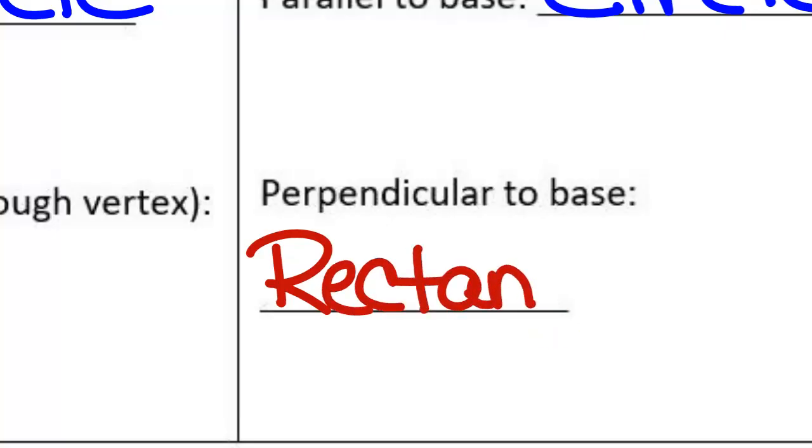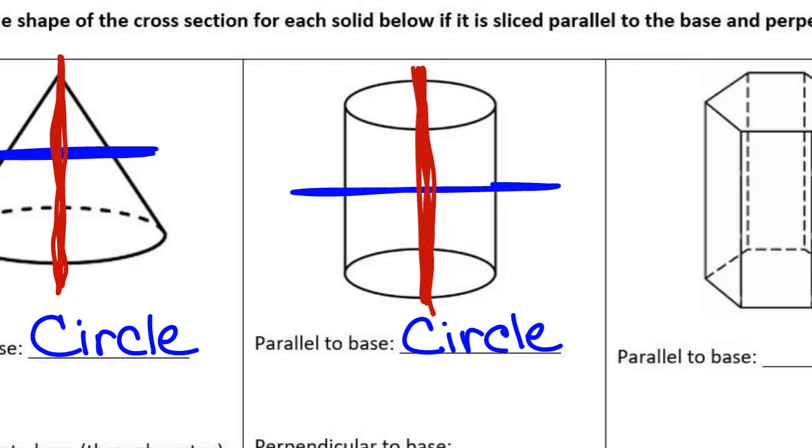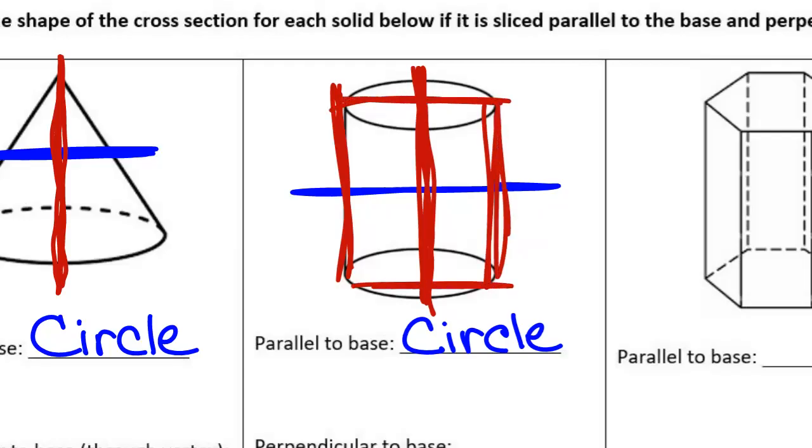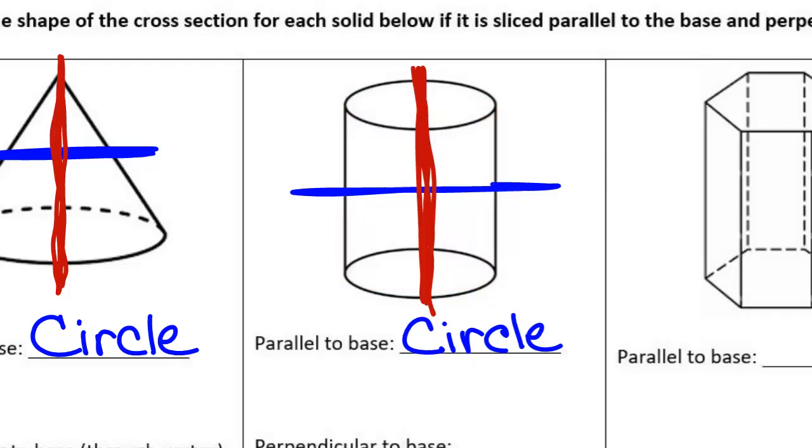Here's what's going on with my rectangle. When I look at a cylinder, the left and the right are parallel. They're never touching. The top and the bottom are flat. They're never touching. So if I were to take that cylinder and slice it vertically, like this, left and right are parallel, top and bottom are parallel. That's going to give me a rectangle.